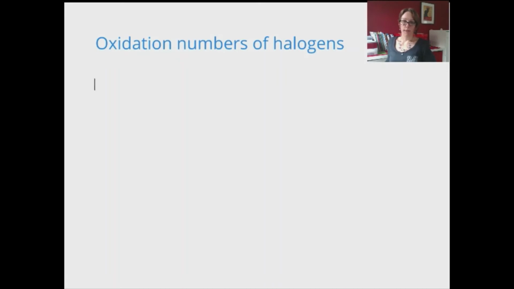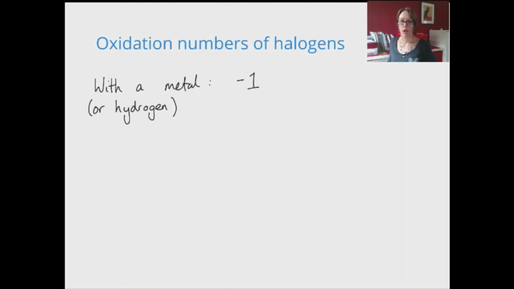Halogens come up a lot in redox, and it seems like they have an almost unlimited range of oxidation states, but actually the rules are again related to the bonding. So if you put a halogen with a metal or hydrogen, the halogen will be more electronegative, and with a metal, of course, the halogen will be forming a halide ion, and so we'll definitely have a -1 charge.